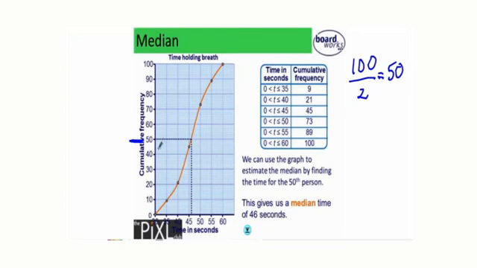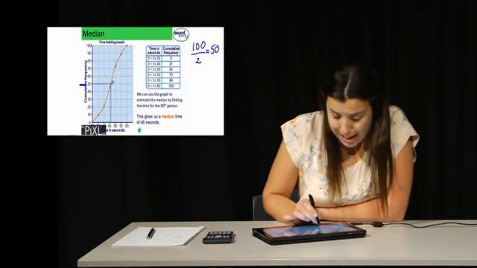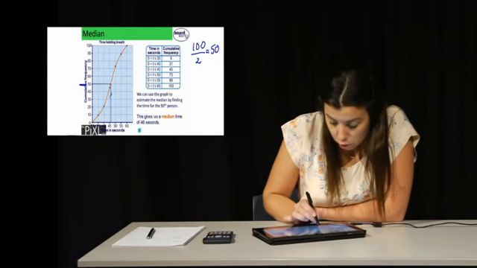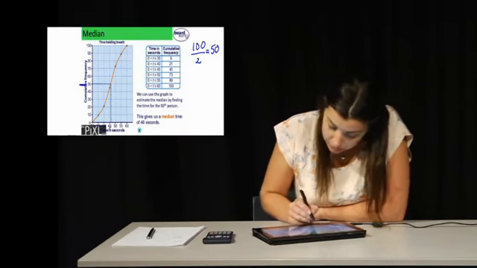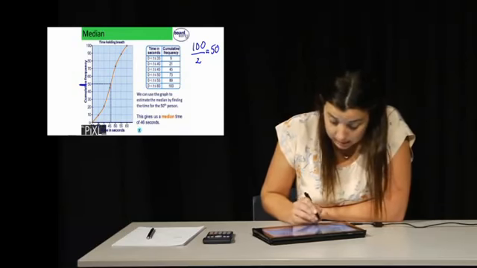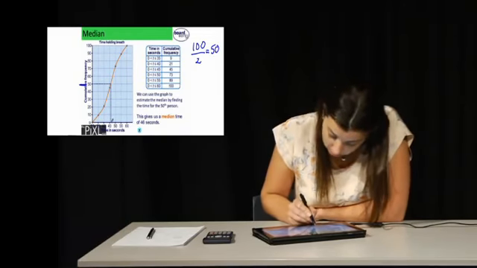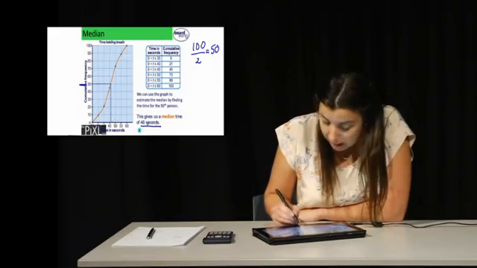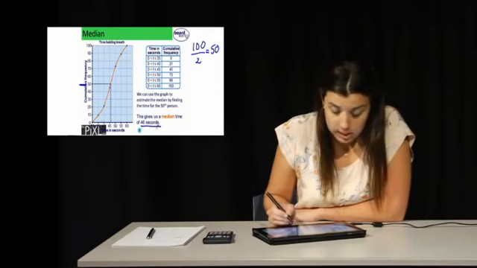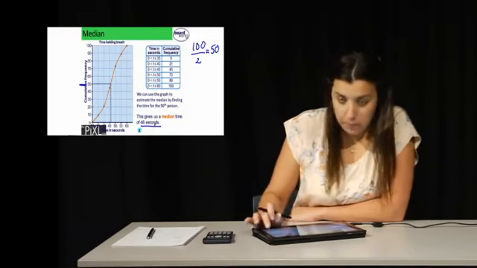I want you all now to go to 50 on your graph. Just as you can see here, get your ruler, draw a line across to the orange line, the cumulative frequency graph. As soon as you hit that line, drop your ruler down and read off the value on the x-axis for the time. And in this case, it should come out at 46 seconds. See if you get that as well.